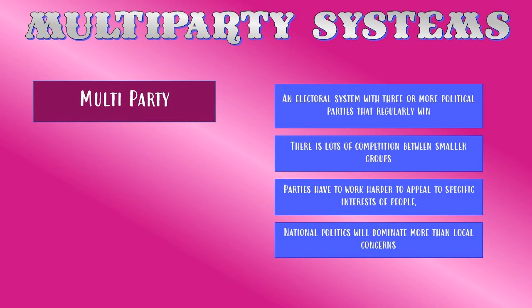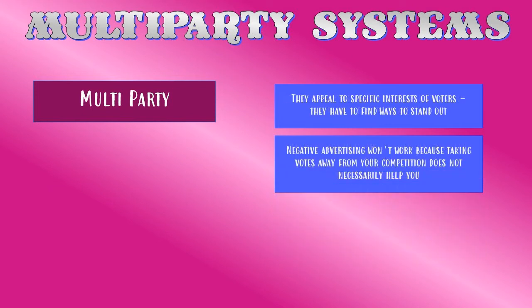In that multi-party system, we said that they've got to appeal to specific interests. What we mean is they've got to find more ways to stand out. If there's only two options, you really don't have to stand out a lot. Like the voters have a very clear choice between two people, and one of them is better than the other. But in a multi-party system, you have to work more at being the best. You can't just be the second worst. In a two-party system, you can be the second worst and win the election. But in a multi-party system, you have to show ways that you are going to be the best.